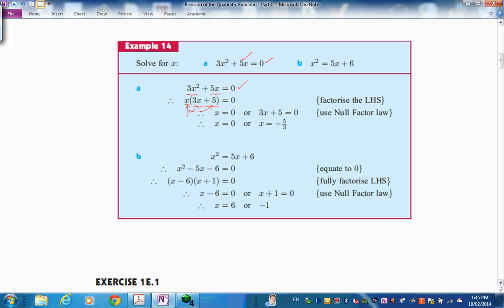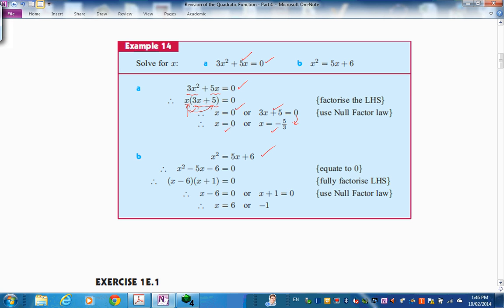So product is 0 when either x is 0 or 3x plus 5 is 0. So that's a solution. And then solving this one, subtracting 5 from both sides and dividing by 3. Reversing the steps. Okay, so we have our two solutions.